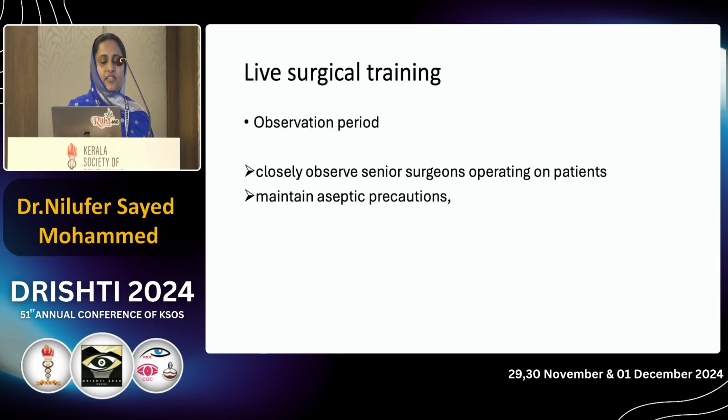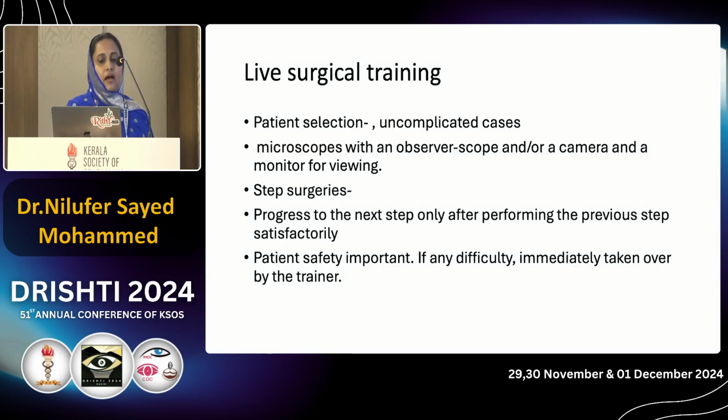Moving on to live surgical training, initially the trainee has to undergo an observation period where they closely observe the senior surgeons operating on patients and maintain aseptic precautions. Patient selection is important for the trainees. You need to choose uncomplicated cases. The microscope should have an observer scope and/or camera and monitor for viewing. Initially, you start with step surgeries and progress to the next step only after performing the previous step satisfactorily.